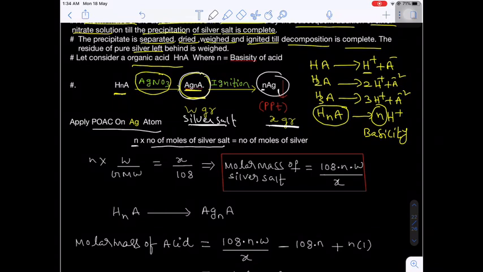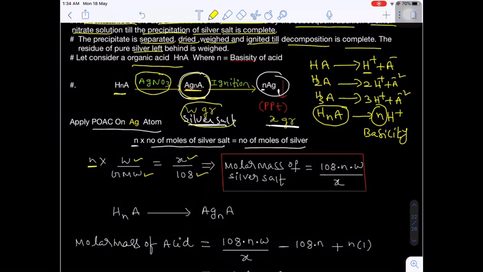This is the number of atoms, but here the silver index is only 1, so the number of moles of silver. Now here N is the basicity. I am writing it as it is here. What is the number of moles formula? Given mass upon molar mass, W by MW. Here the number of moles is given mass upon molar mass.